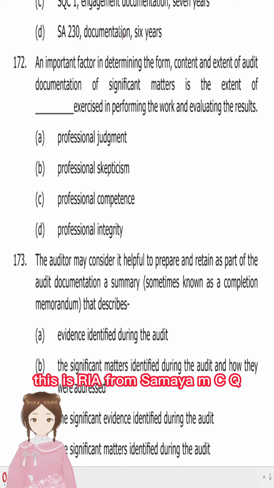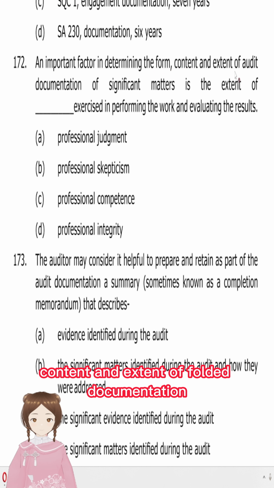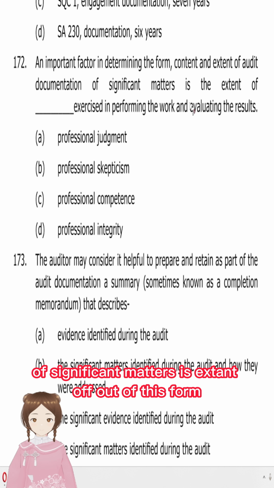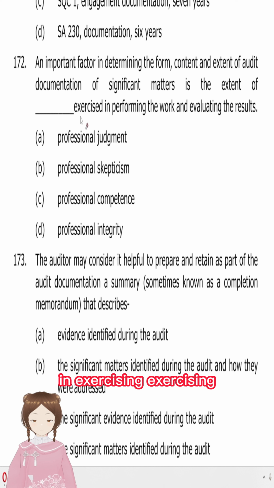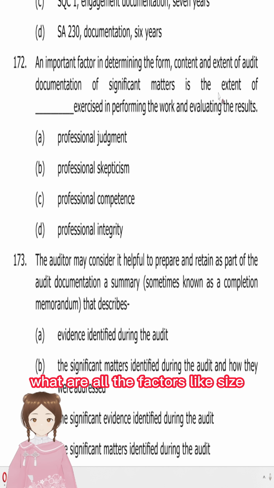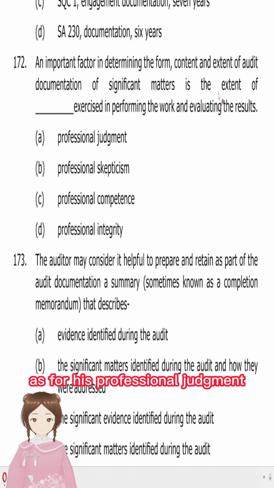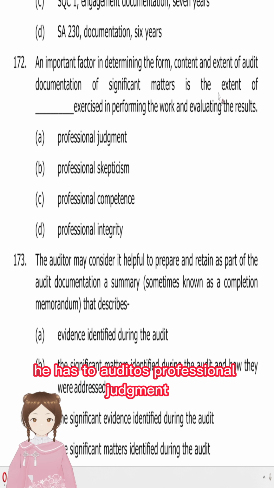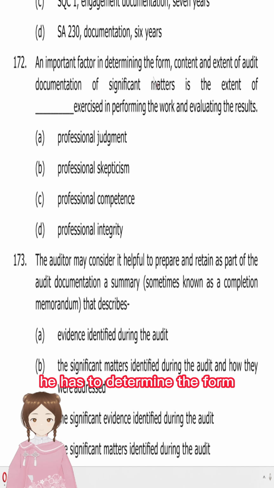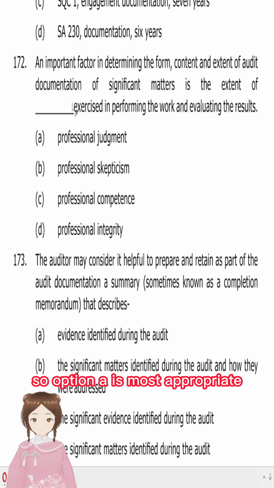Hey Samson, this is Riya from Samaya, MCQ 172, CA Inter. An important factor in determining form, content, and extent of audit documentation of significant matters is the extent of, out of these four, in exercised in performing the work and evaluating the result. See, the audit documentation depends upon what? What are all the factors, like size, nature, and complexity of the entity or transactions. As per his professional judgment, the auditor has to determine the form, content, and extent of the audit documentation. So option A is most appropriate.